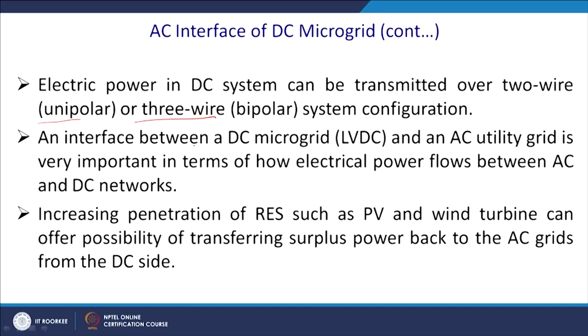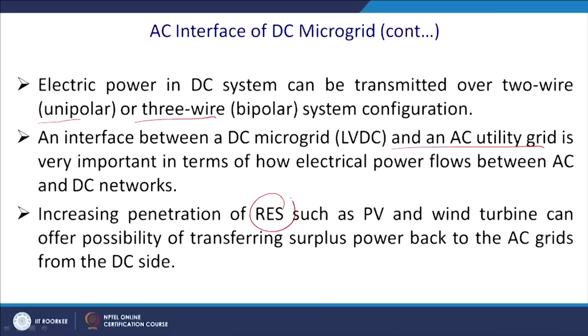An interface, quite important, please understand, between the DC microgrid and the AC utility grid is very important. A DC microgrid gets power from or sends power to the main grid. So, it absorbs power from the main grid, or when it has an energy surplus, it will send back the power to the main grid. So, essentially you require an AC to DC converter and vice versa.